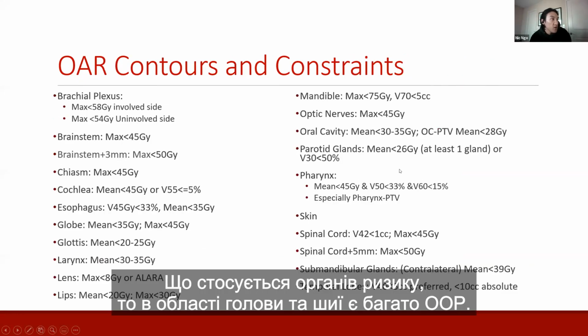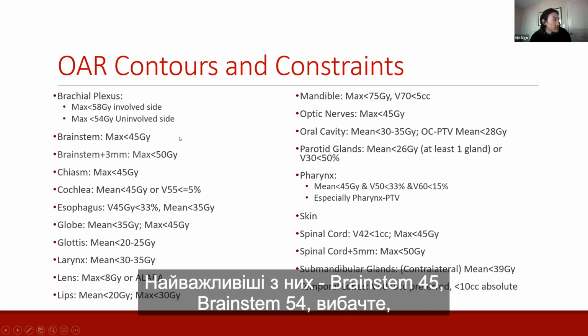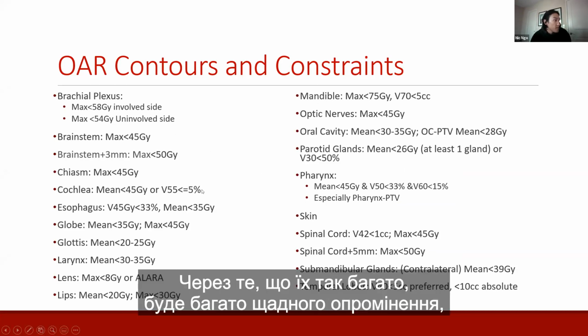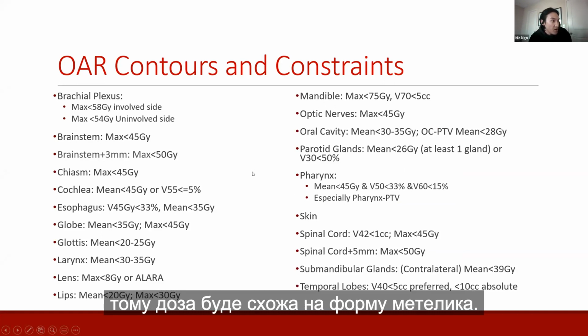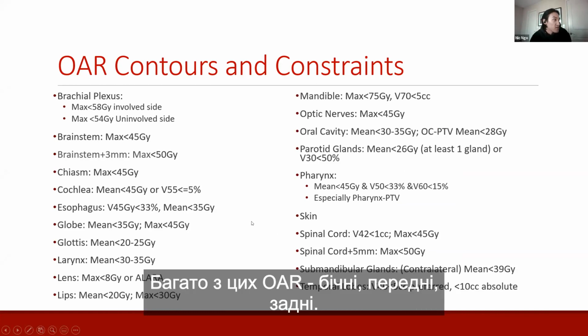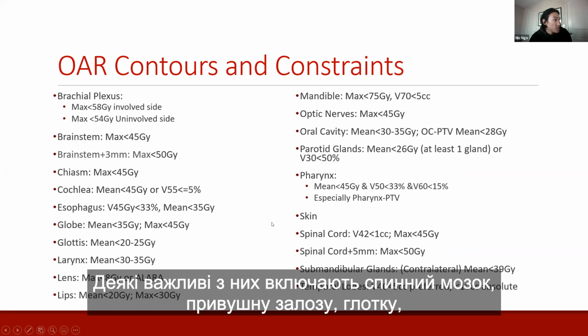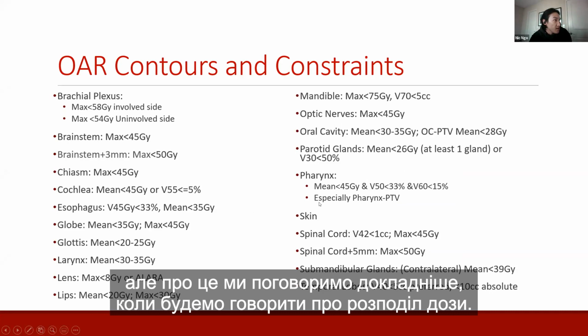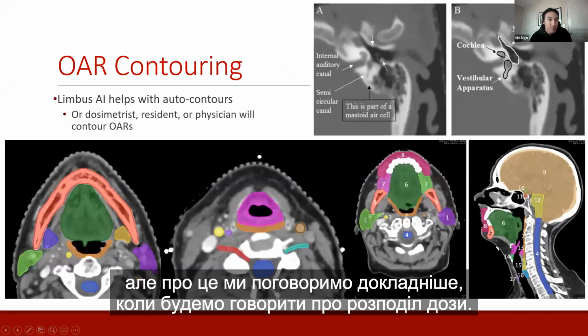For OARs, there's plenty of OARs in the head and neck region. The important ones are brainstem 45 max. Because there are so many OARs, there's going to be a lot of sparing, so the dose is going to go kind of like a butterfly shape. A lot of these OARs are lateral, anterior, posterior. Some important ones include the spinal cord, the parotid, the pharynx, but we'll get more into that when we talk about dose distribution.